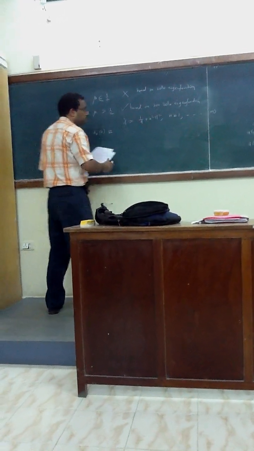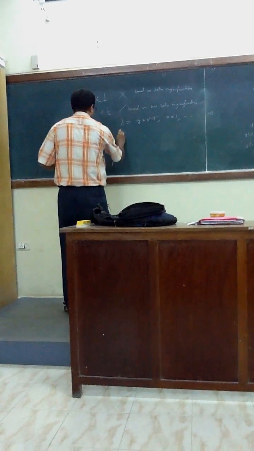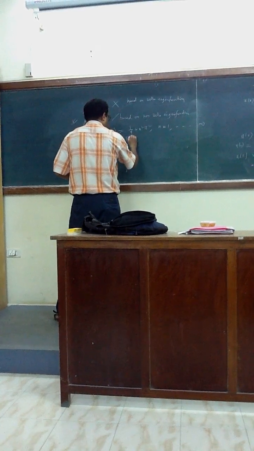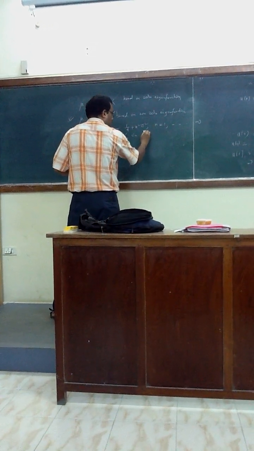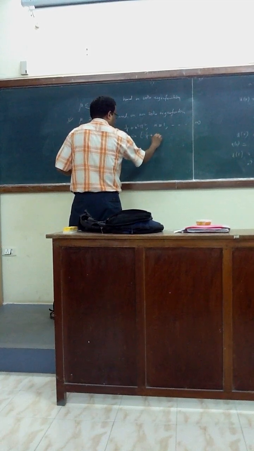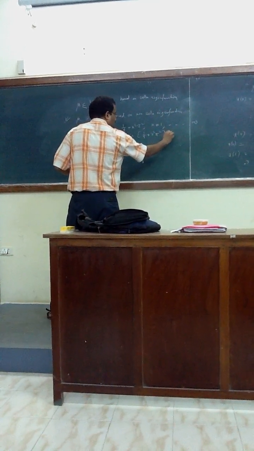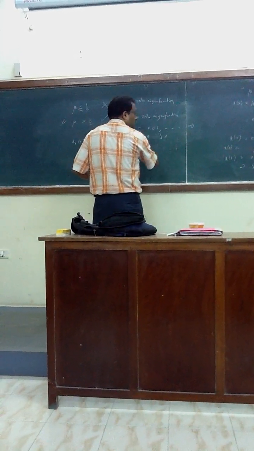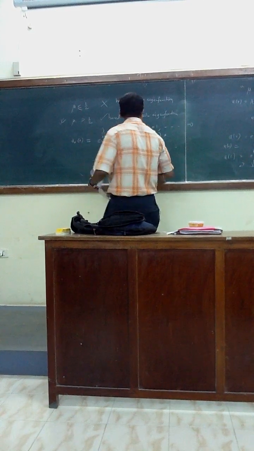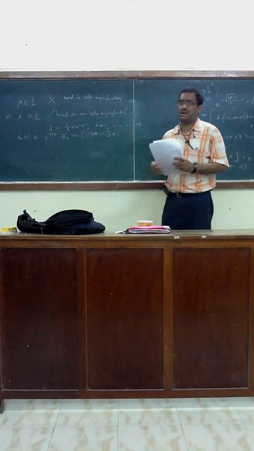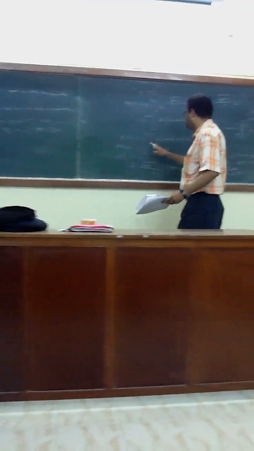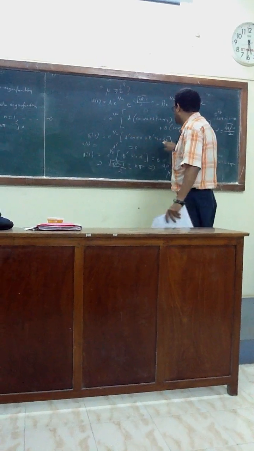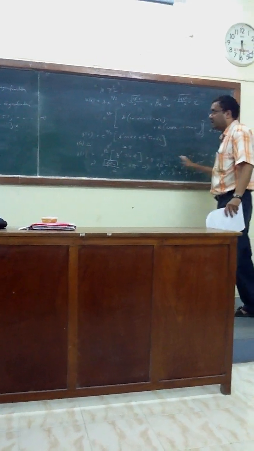u n x equals to e to the power x by 2, a prime is 0, b prime will be substituted by bn sine of 1 by 4 n square pi square, sorry, alpha is how much? N pi. Am I correct? Eigenfunction, did I write correctly? U n x is nothing but e to the power x by 2, a prime we found 0, b prime will be replaced by bn prime, sin alpha x will be replaced, alpha is n pi, so sin n pi x.